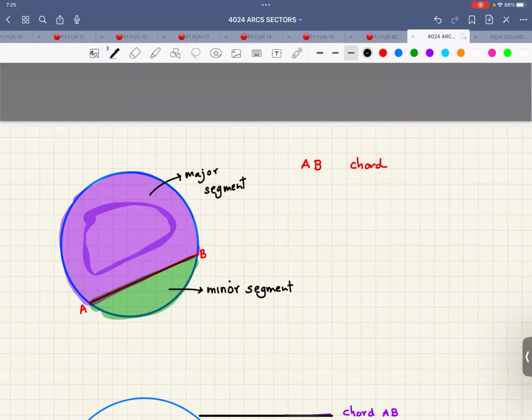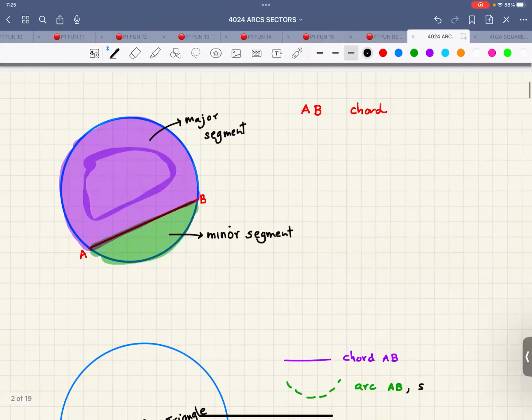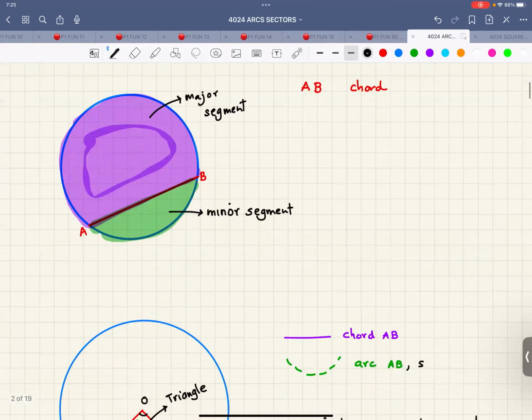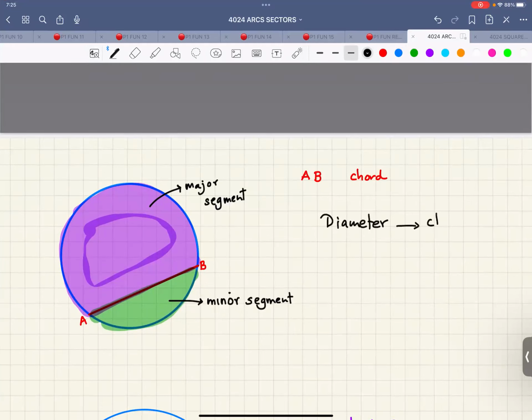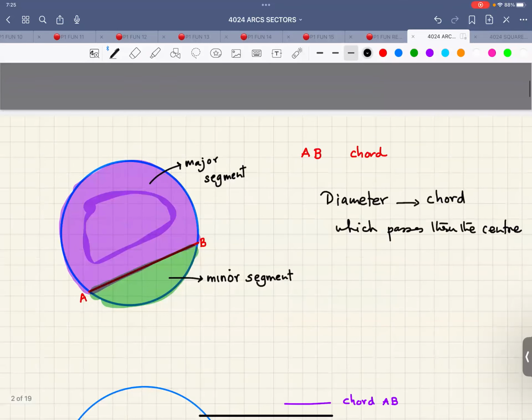The first thing was about the major and the minor segment, AB being the chord. And one more thing, people ask this question: is a diameter also a chord? The answer is yes. A diameter is a chord which passes through the center of the circle.